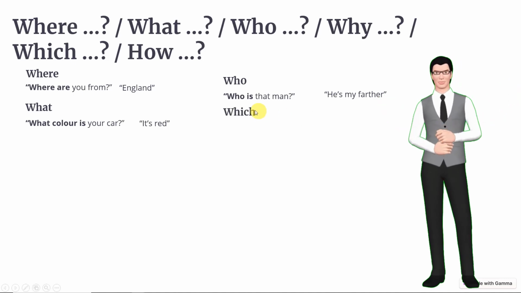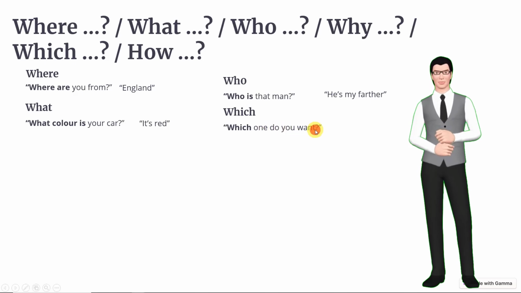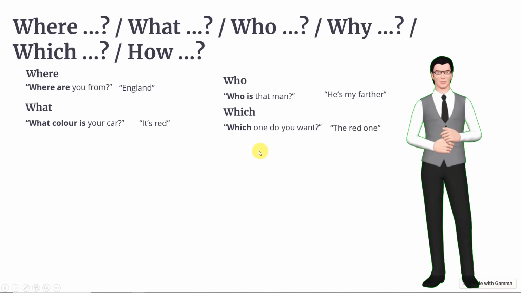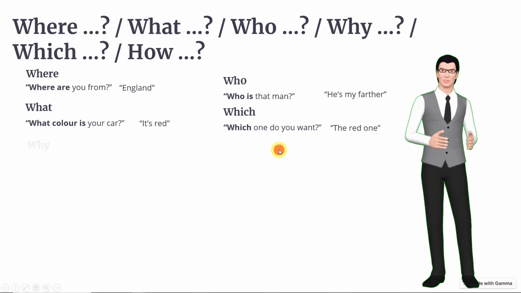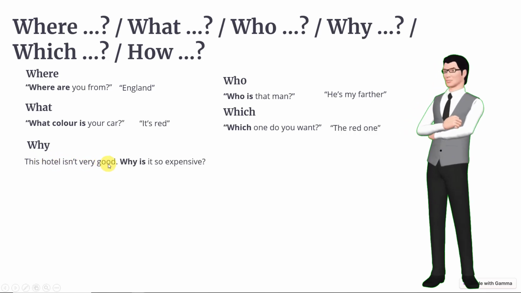Which, remember, which is about choice. Which one do you want? The red one, the big one, the small one, whatever the case might be, because you're asking to choose between different sizes maybe, or different colors. Righto, why? So asking for a reason. This hotel isn't very good. Why is it so expensive? Righto.